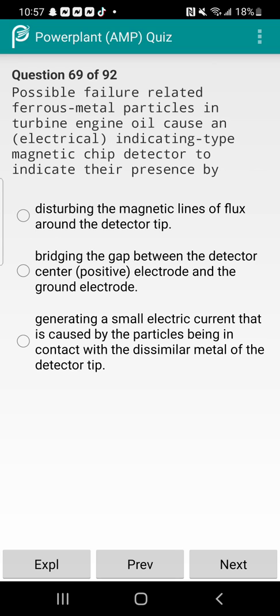Possible failure-related ferrous metal particles in the turbine engine oil cause an electrical indicating type magnetic chip detector to indicate their presence by bridging the gap between the detector center positive electrode and the ground electrode.